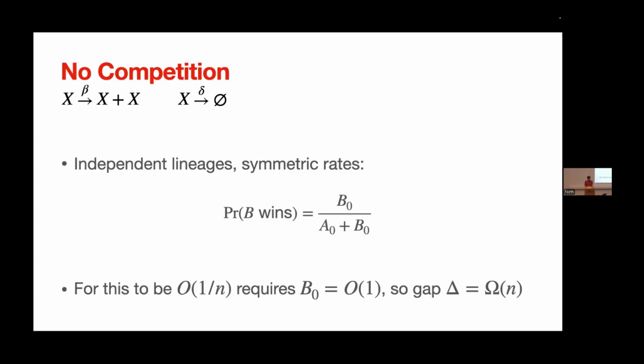so if there's no interaction between them at all, so A can give 2A, B can give 2B, A can die on its own and B can die on its own, then the error probability, so the probability that B wins, is just the relative initial count of B, which is really bad. So if you're close to 50-50, like if you have a 51% majority, then you have a 49% probability of doing the wrong thing.